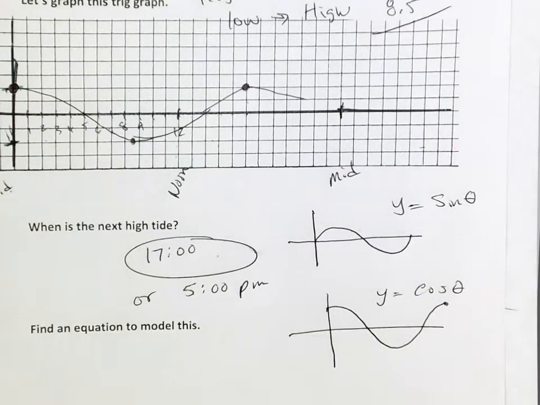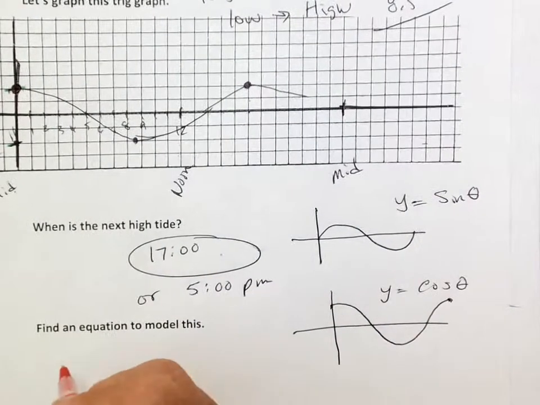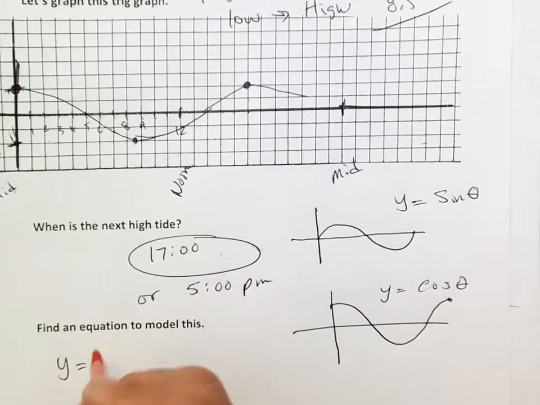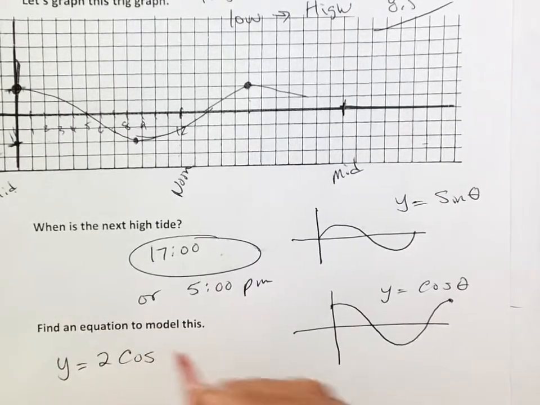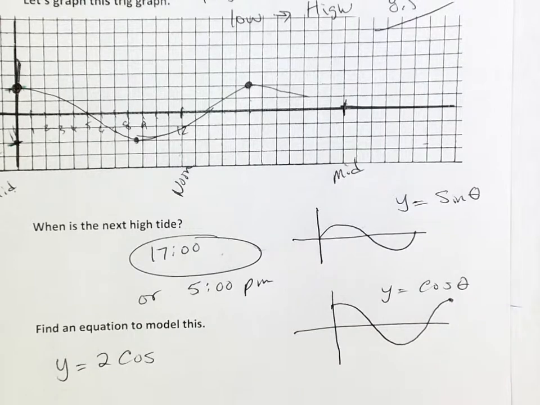Well, it's got to be a cosine. Now, how do I know that? I know where it starts, right? So it starts up. It doesn't start at 0, right? It starts up, and cosine starts up. So let's call it a cosine wave instead of a sine wave, right? So I'm going to start off with y equals, and I'm going to make it a 2 cosine of something, okay?